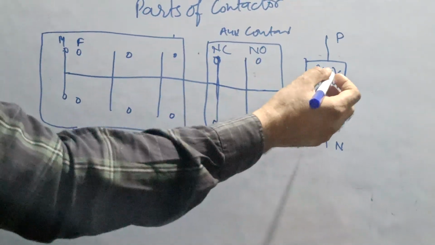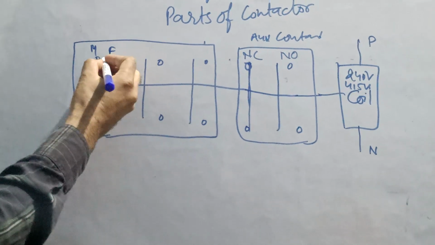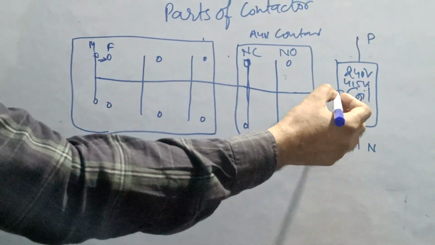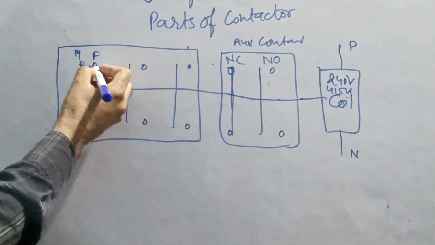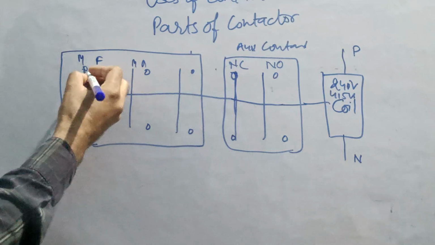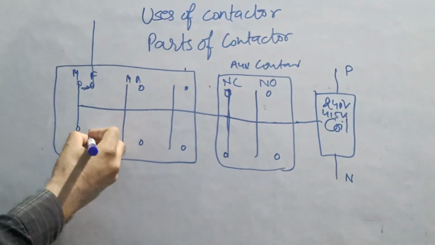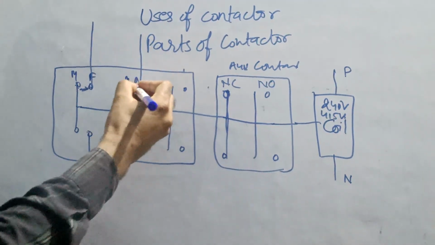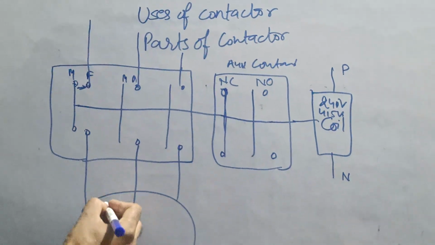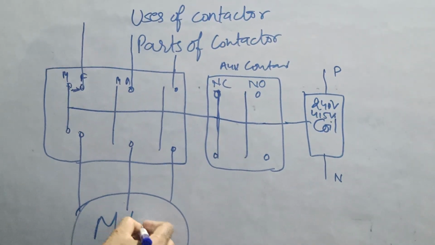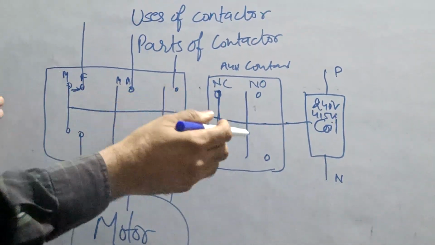When we give the supply to this coil, what happens? These moving contact will move. This coil will attract this armature, and these moving contact will move towards the fixed contact, and these will become normally closed contact. The phase voltage will move downward, and this will go to the motor. So this is the power contact. These are power contact parts of contactor.